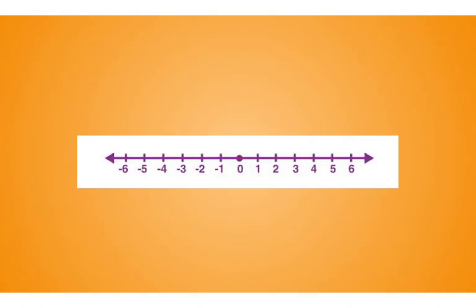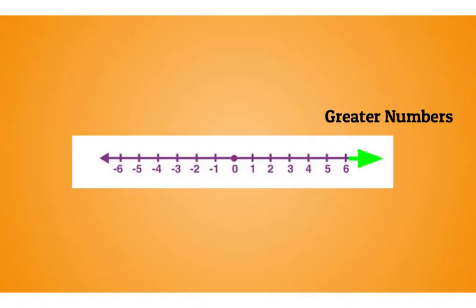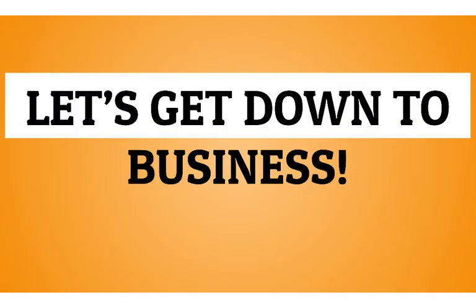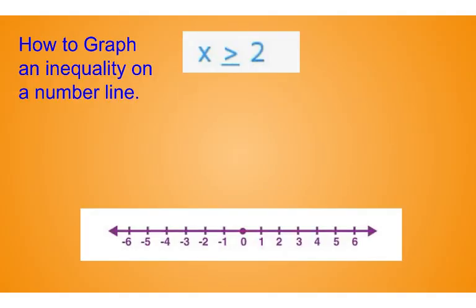Understand that on a number line, the greater numbers are on the right and the lesser numbers are on the left. Let's get down to business. How do you graph an inequality on a number line?